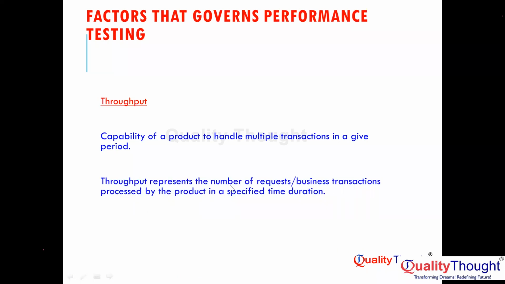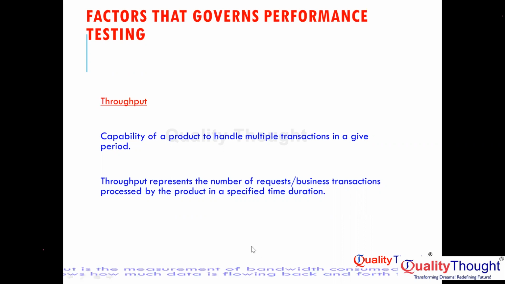Next, throughput represents the number of requests or business transactions processed by the product in a specified time duration. So how much data is transferred, how many requests, how much business information is exchanged. Data exchange is calculated based on throughput; we can call it the data exchange rate. So how many hits or requests are hitting the server within a second? That is nothing but throughput.